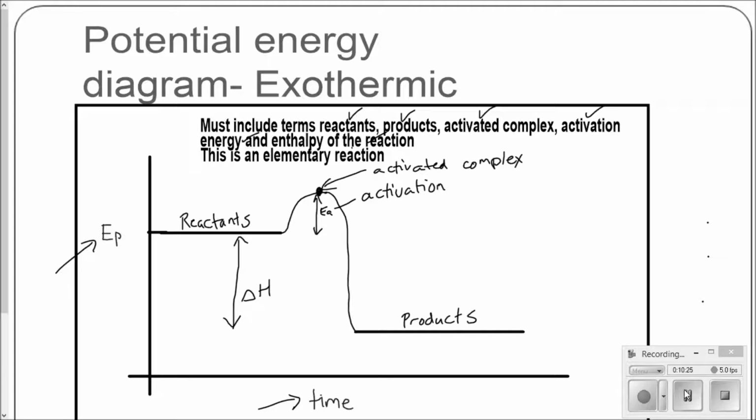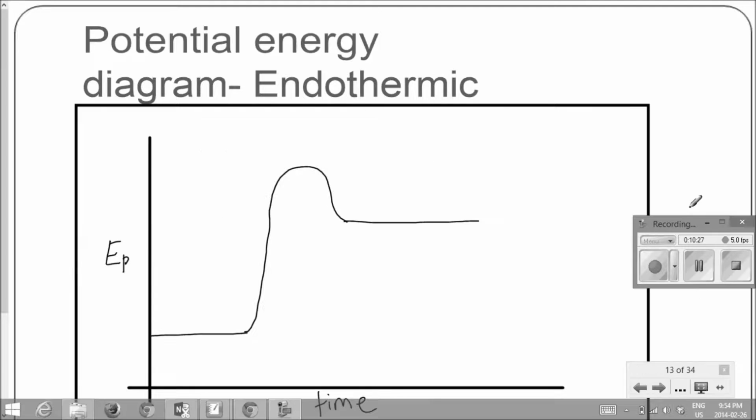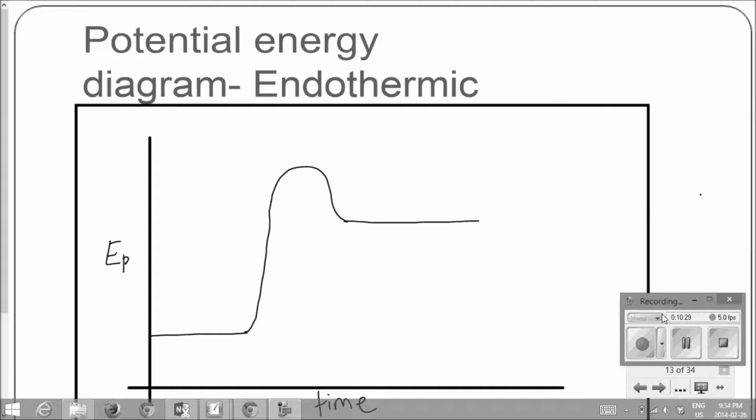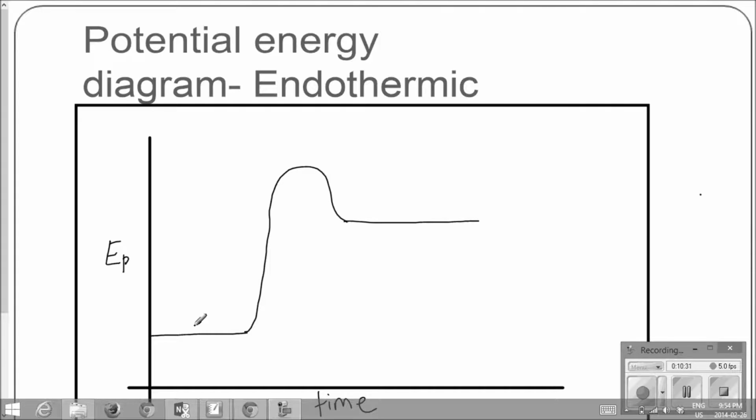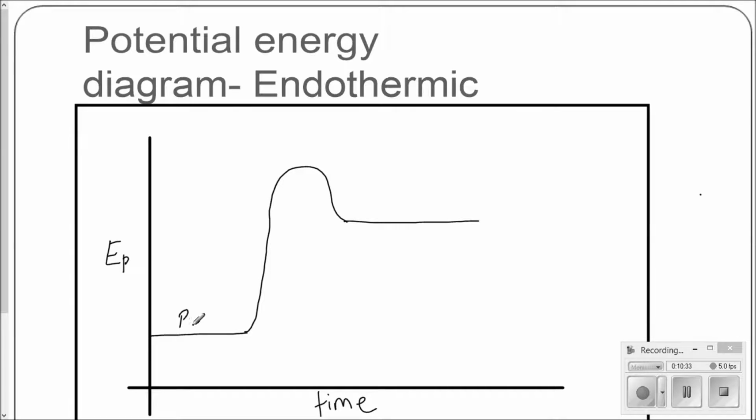Let's take a look at endothermic. So this is our endothermic reaction, where we have our reactants and we have our products. And you'll notice that it actually goes above the line. So if I look at this, this is all considered what? Activation energy, EA, okay? It's all considered activation energy because I have to input all this energy to get it above, to turn it into products.